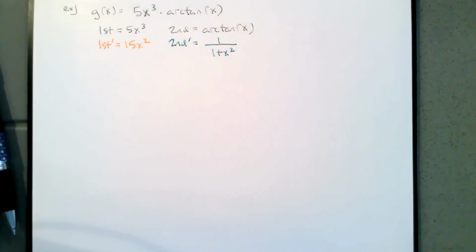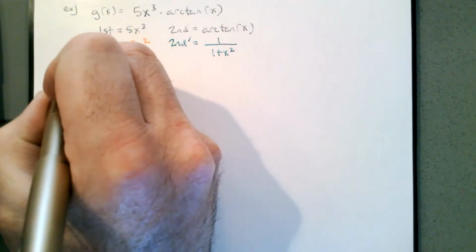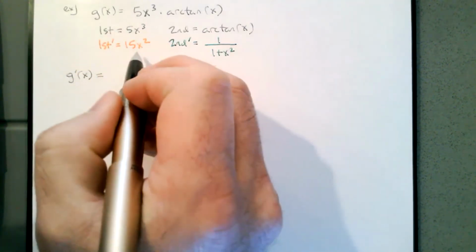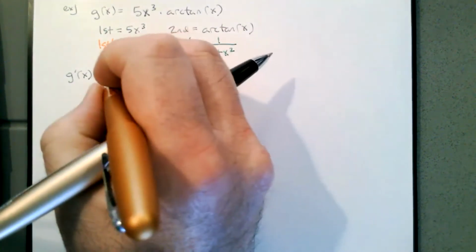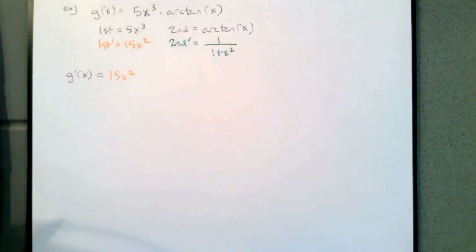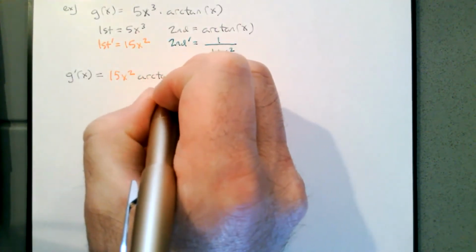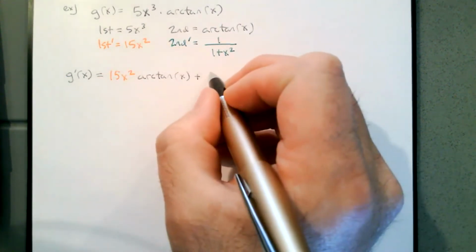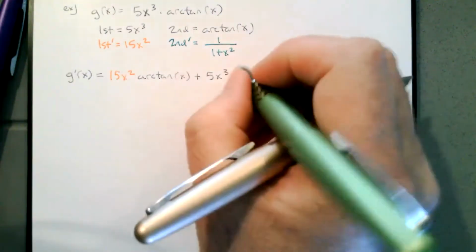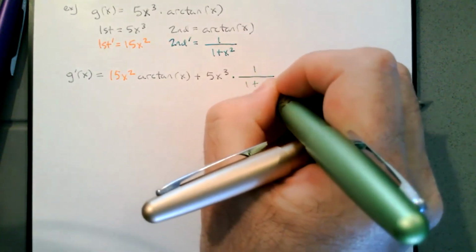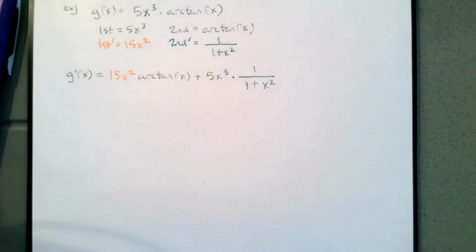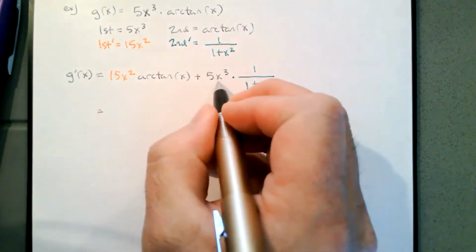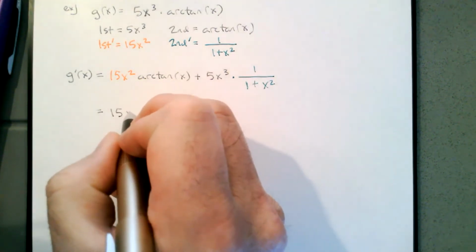Now we're ready to use the product rule for g of x. So g prime of x is the derivative of the first times the second. So 15x squared times arctangent x plus the first times the derivative of the second. It would be weird to write that fraction all spread out. It's weird to say 3/4 is 3 times 1/4, even though it means that. So it would make sense to put the second term together into one fraction.